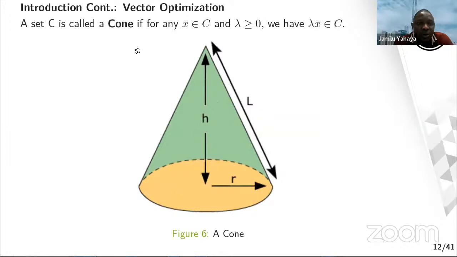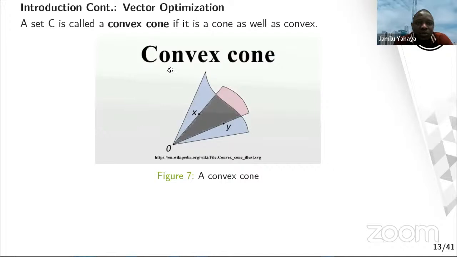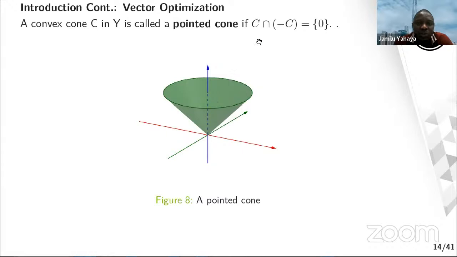Also, the definition of a cone: we have the mathematical definition above there, and here we have the pictorial representation of a cone. And one important thing also is the convex cone, which is defined as follows: a set C is said to be a convex cone if it is a cone as well as convex. So we have the pictorial representation here. Then one more important thing is the pointed cone, which is defined such that the intersection of a positive and a negative cone is equal to the singleton zero. And we have the representation pictorially here. As you can see, there is this intersection of these lines, green, red, and blue. That is where we have the pointed cone.